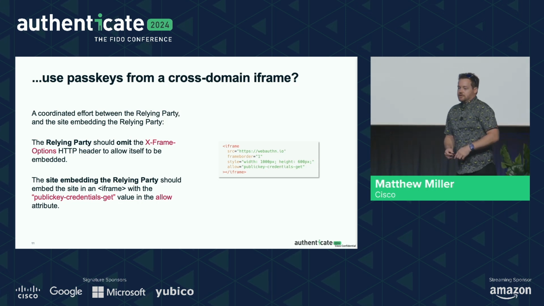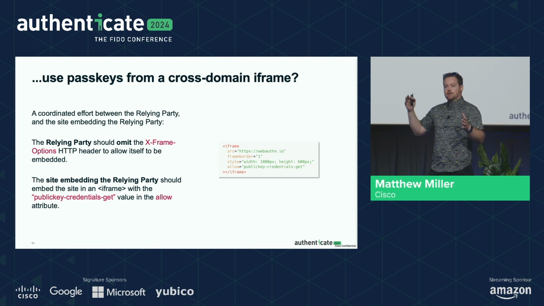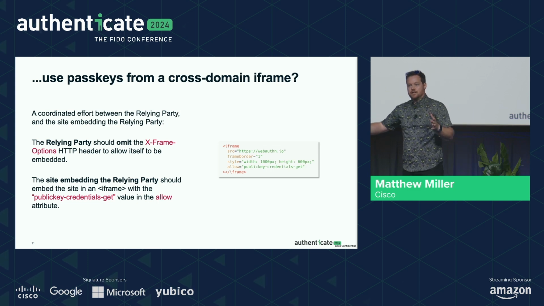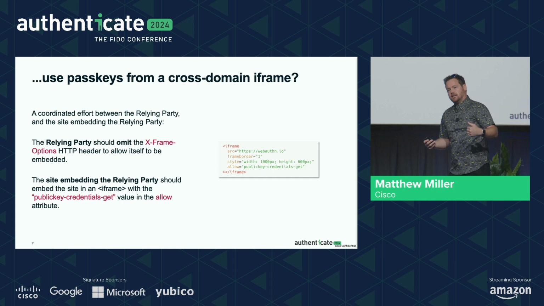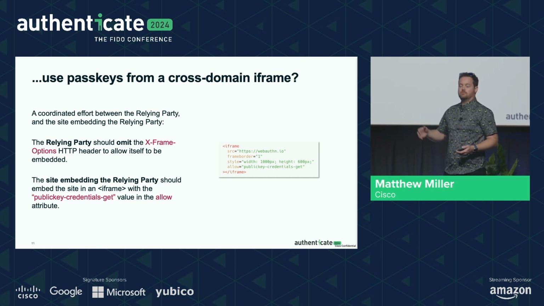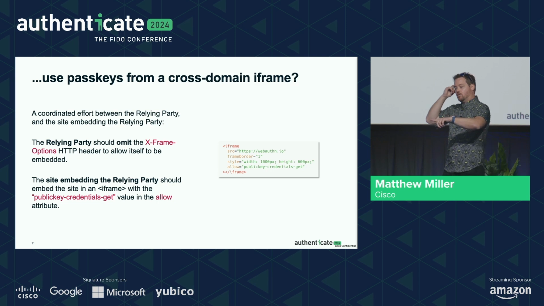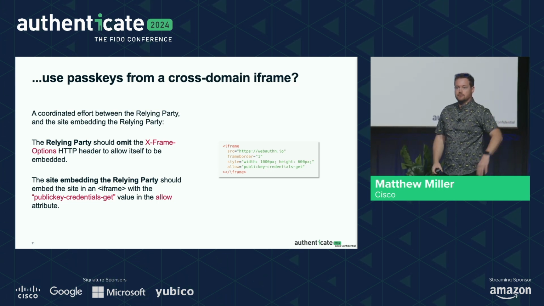Now, moving on from signals, the question is, how do I use passkeys from a cross-domain iframe? Now, there's two parts to this. There's essentially the website being embedded has to do something, and the website doing the embedding has to do something as well. And the reason I bring this up is because if you actually look at the spec, it's kind of hard to understand this. You've got to dive into another spec that I don't even remember the name of, but it governs how that allow attribute on the iframe is governed by a completely different spec.